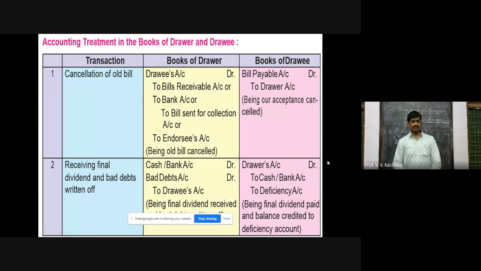We have to see some specimen journal entries in the books of drawer and drawee. Cancellation of old bill: drawee's account debit to bills receivable, to bank, or to bill sent for collection, to endorsee's account. In the books of drawee, bills payable account debit to drawer's account. When the final dividend is received and bad debts written off: cash or bank account debit, bad debts account debit, to drawee's account. And in the books of drawee, drawer's account debit to cash or bank account and to deficiency account. So here we have seen some specimen journal entries.